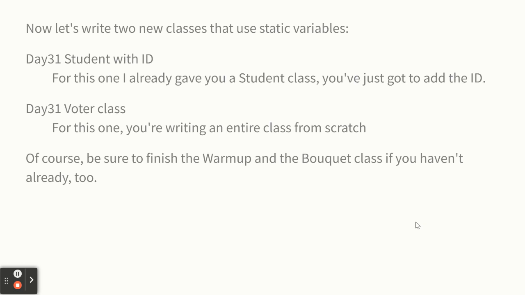All right, so now we're going to write 2 new classes that use static variables. The first one, I'm giving you a student class, and I'm just asking you to add a student ID to it. So that way we didn't have to all rewrite a student class. I'm giving you the base class, and you just have to add the code to give it an ID. And then the voter class is fun. You're going to write a class that would keep track of a voter. And of course, if you need help with the warm-up or bouquet, I can help you with that. So I'm going to stop the recording.